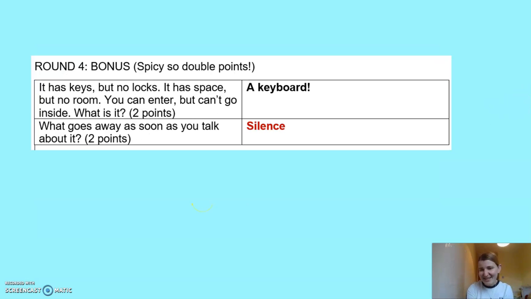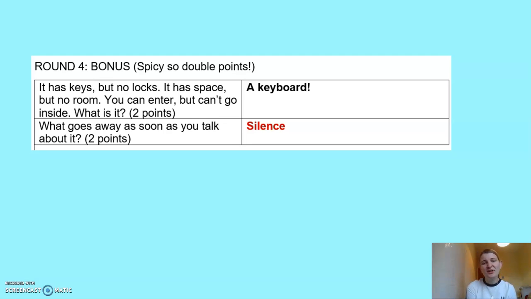And then finally, oh, I hope some of you got this one. I know these have been met with outrage at school because of the difficulty of them, but I'm sure some of you will be able to crack them. So the first question: keys but no locks, space but no room, enter but can't go inside. It's a keyboard. A keyboard, my friends. I can see right now I've got the keys, I've got my space bar, and I've got my enter. But I can't, well, maybe I could go inside my keyboard. Who knows? Anyway, that's worth 2 points.